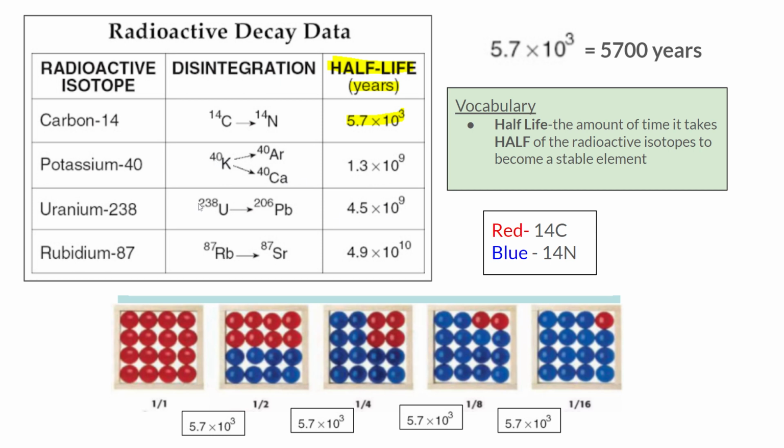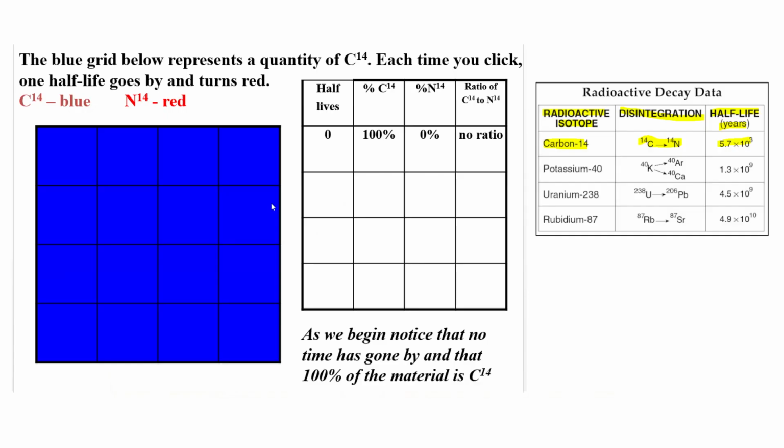It takes an even longer amount of time for half of a sample of uranium 238 to turn into Pb, or lead 206, and so on. So here's another example. Say I have carbon 14 in blue. These are all carbon 14. Right now I have zero half lives. I have 100% carbon 14 and zero nitrogen 14.